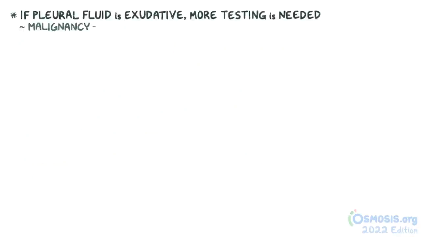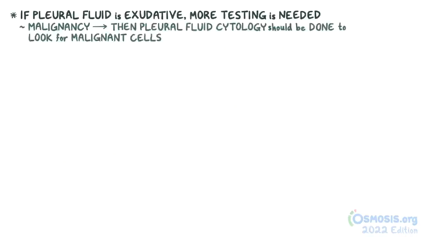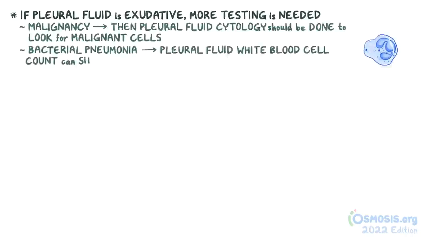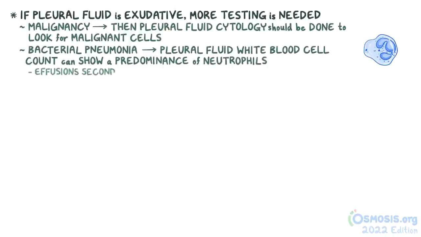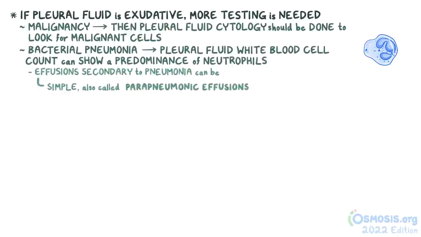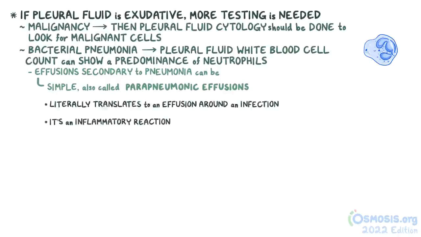If a malignancy is suspected, then pleural fluid cytology should be done to look for malignant cells. In a bacterial pneumonia, the pleural fluid white blood cell count can show a predominance of neutrophils. Now, effusions secondary to pneumonia can be simple, also called parapneumonic effusions, or complicated, also called empyema. A parapneumonic effusion literally translates to an effusion around an infection. So, it's an inflammatory reaction of the cells lining the pleura in response to the nearby infection.